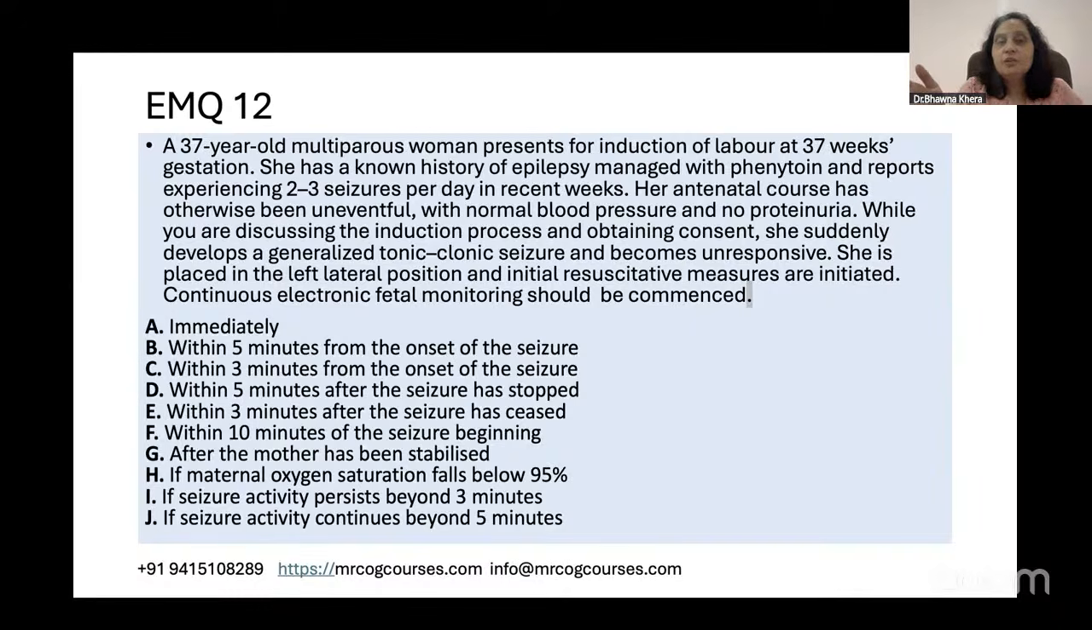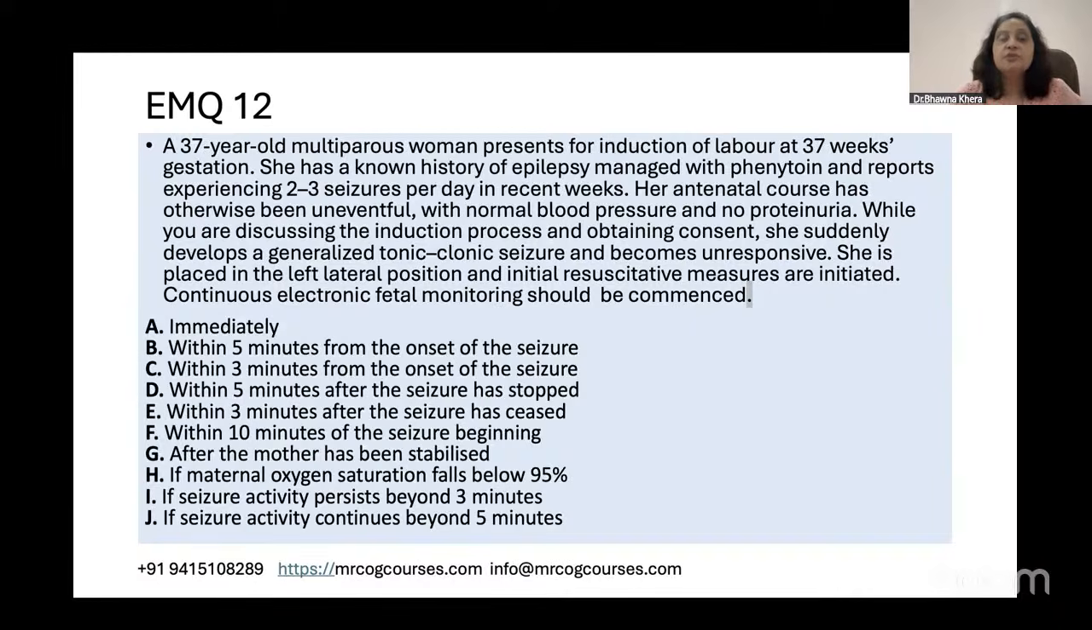So 37-year-old multiparous woman presents for the induction of labor at 37 weeks gestation. She has a known history of epilepsy managed with the phenytoin and reports experiencing 2 to 3 seizures per day in recent weeks. Her antenatal course has otherwise been uneventful with normal blood pressure and no proteinuria. While you are discussing the induction process and obtaining consent, she suddenly develops a generalized tonic-clonic seizure and becomes unresponsive. She is placed in the left lateral position and initial resuscitative measures are initiated.